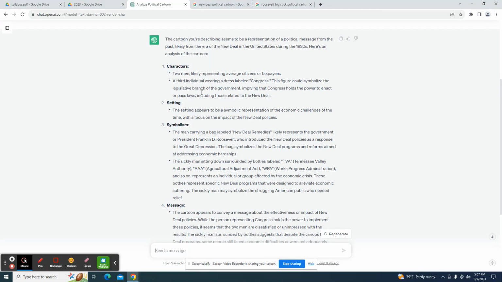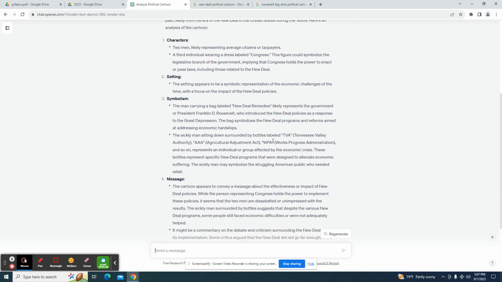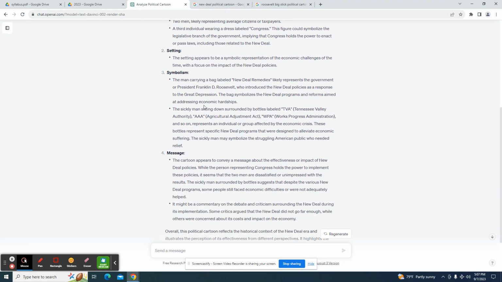It symbolizes the legislative branch. It was labeled as Congress. Appears to be a symbolic representation of the challenges of the time with the focus on the impact of New Deal policies. Okay. Hasn't mentioned anything about the Depression. Seems to be okay right now. The man carrying a bag labeled remedies represents the government or Roosevelt. So it did now pick up that we're talking about Roosevelt in the cartoon, even though I didn't really mention it. He introduced New Deal policies, which he did. The bag symbolized the New Deal programs aimed at addressing economic hardship. So that's accurate.